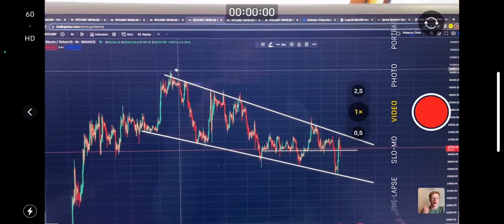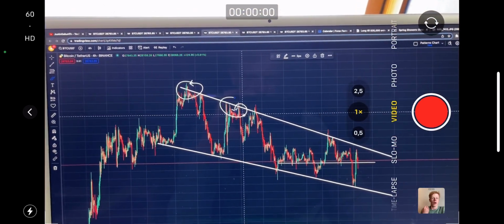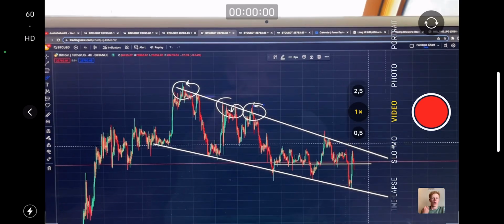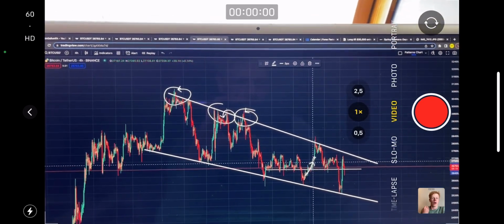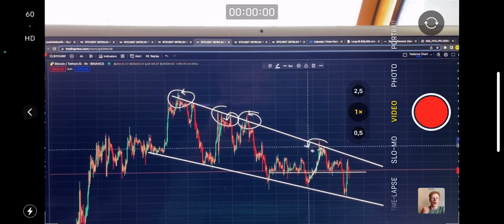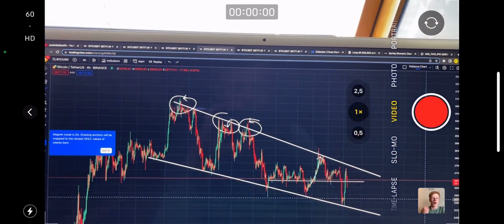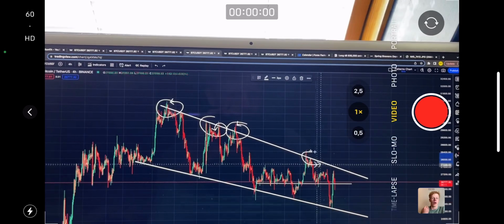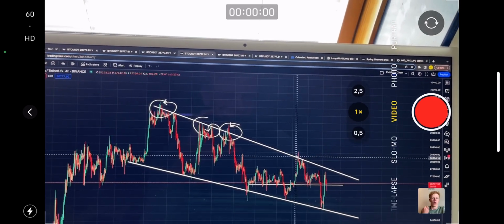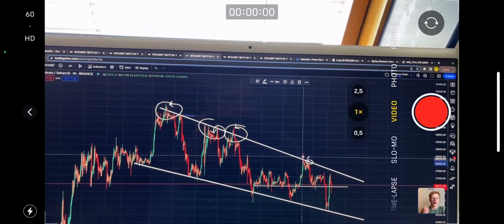All you want to do is see, for example, right here, this was a resistance line. The price came to this resistance line again, now for the 4th time. Chances are really big it's going to resist again, and we can see it perfectly resisted. What you want to do is enter here on the retest, so we can see a clear retest.